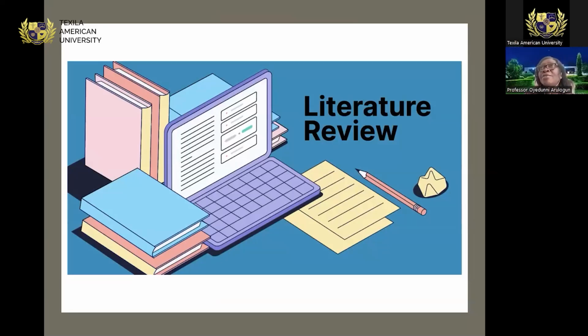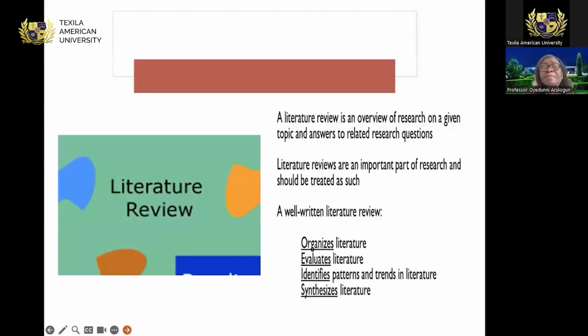The literature review is that section of the thesis that helps to situate our study in the body of knowledge, and it is an important aspect of the thesis. A literature review is the overview of a research topic and answers to related research questions. It's an important part of research and it should be treated as such. A well-written literature review would organize literature, evaluate literature, identify patterns and trends, and then synthesize literature.